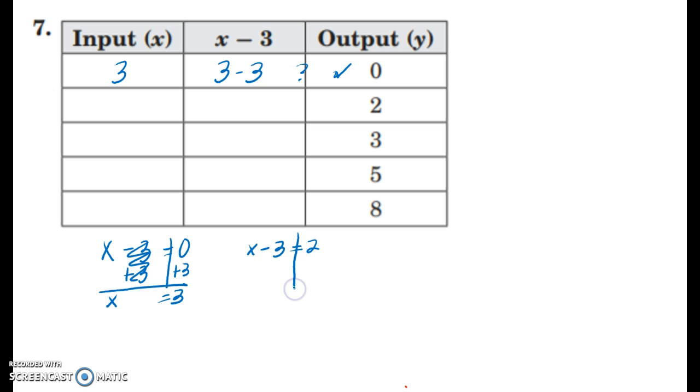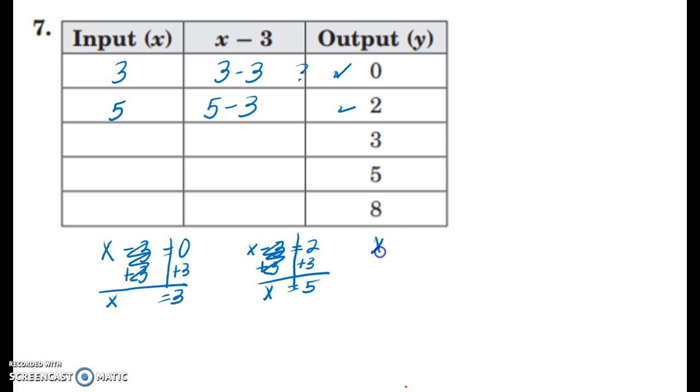I'm going to put my line down the equal sign to keep things balanced. Add 3. Don't forget, make sure you do this on both sides. The 3's cancel out, and x equals 5. So I record the 5. Ask myself, does 5 minus 3 equal 2? Yes, it does. Next one.